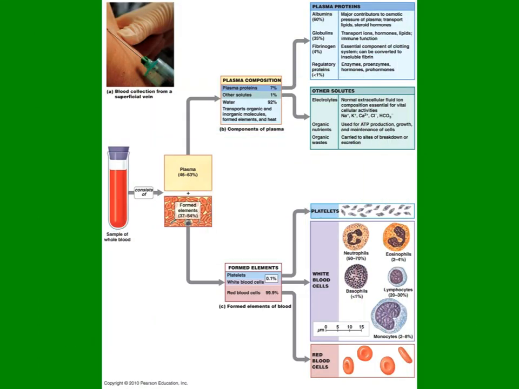So if you look on the next page there's actually a diagram, and this is from your textbook, where if I take a sample of whole blood and I divide it down, I have the plasma up on top, and that's made up of plasma, proteins, other solutes, and water, and you can see some of those details here, which we will talk about. Whereas the formed elements, we have the red blood cells, the white blood cells, and the platelets. And white blood cells have many different types.